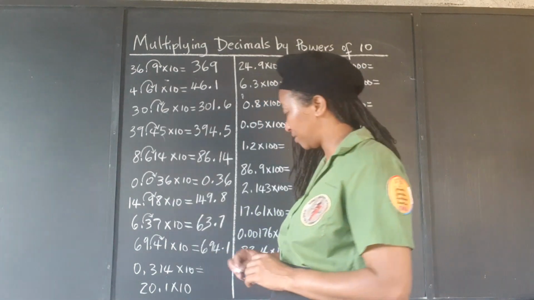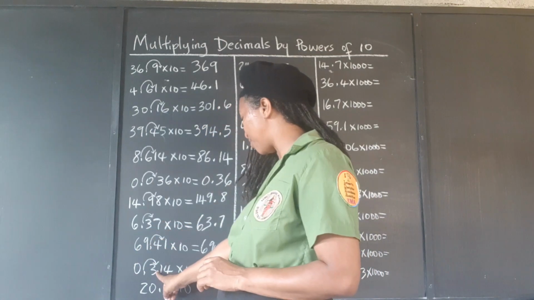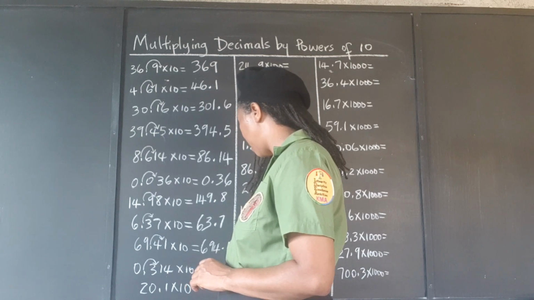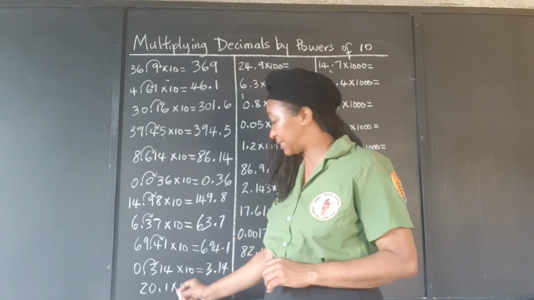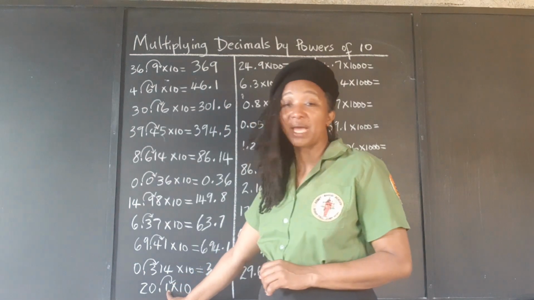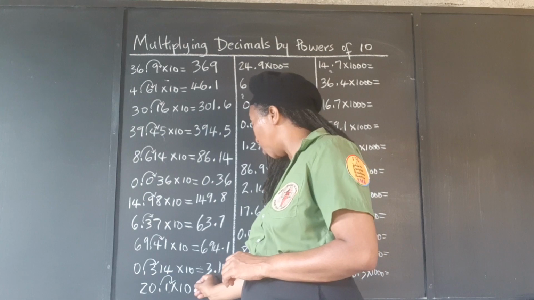0.314 times 10. So from here we move one place. It's going to be 3.14. And 20.1 times 10. Move it from here to the end. So it's going to be at the end of the number, which we don't have to put now, right? So it's 201.